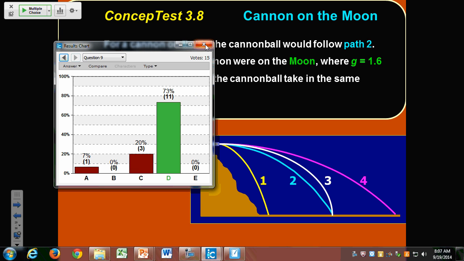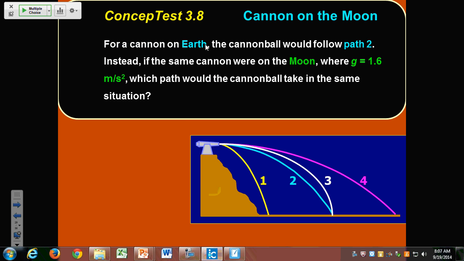He is right. It falls at a slower rate on the moon. Its acceleration is less, so it just falls at a slower rate. So it spends more time in the air, which allows it to follow this path.